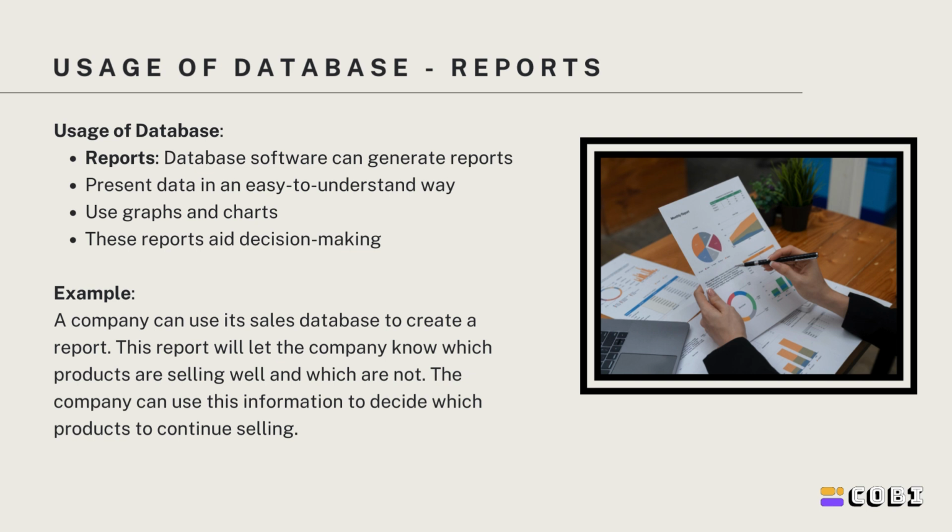Next are reports. Reports are charts and graphs. The database software can generate reports for us. They present data in an easy to understand way, and these reports aid in the decision making a company has to make. For example, a company can use its sales database to create a report. This report will let the company know which products are selling well and which are not. The company can use this information to decide which products to continue selling.